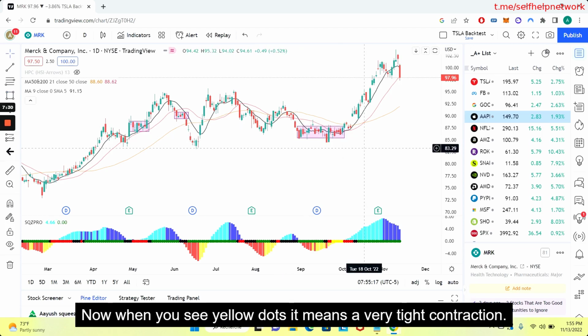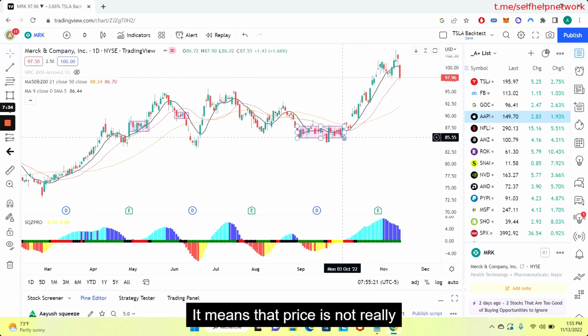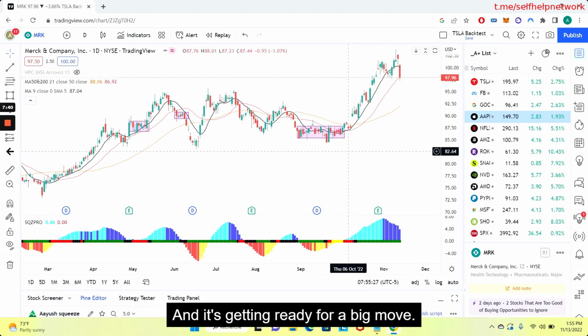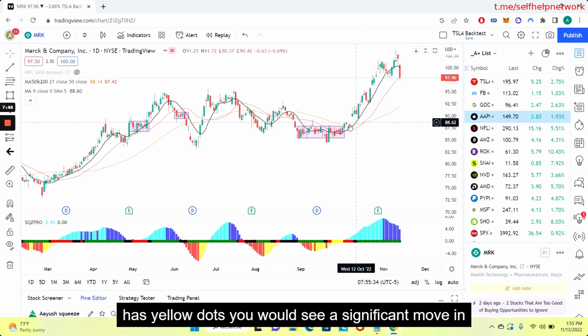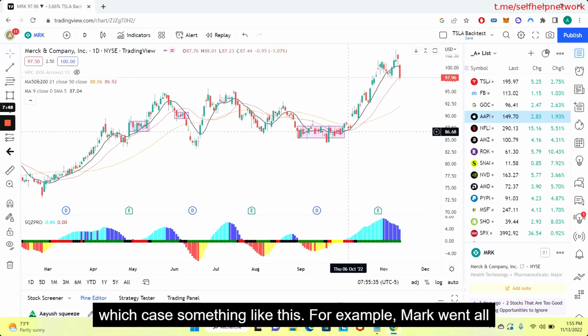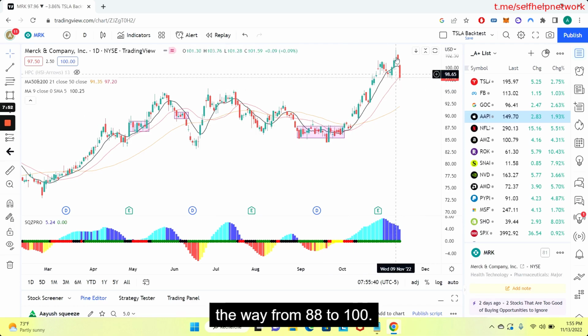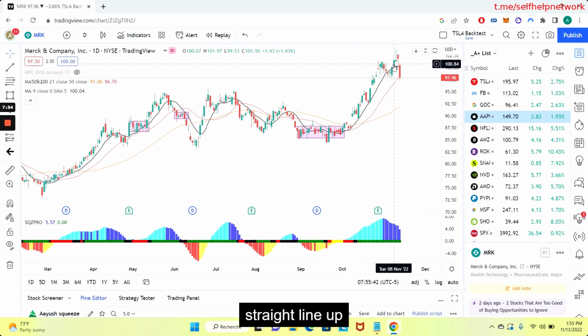Now, when you see yellow dots, it means a very tight contraction. It means that price has not really gone anywhere for a long time on a closing basis, and it's getting ready for a big move. So once you see price break out of a box that has yellow dots, you would see a significant move, something like this. For example, Merck went all the way from 88 to 100, straight line up.